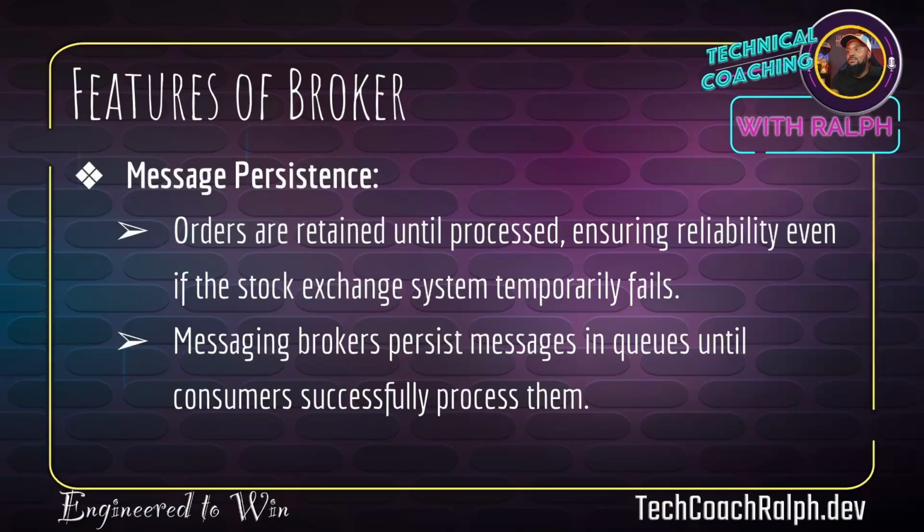Another feature is message persistence. Orders are retained until processed, ensuring reliability even if the stock exchange system temporarily fails. Think about if you were to place an order before the market opens, right? The system is down, but by the time it opens, it's going to send that order and then process it. Messaging brokers persist messages in queues until consumers successfully process them, right? So that's the whole retry technology.